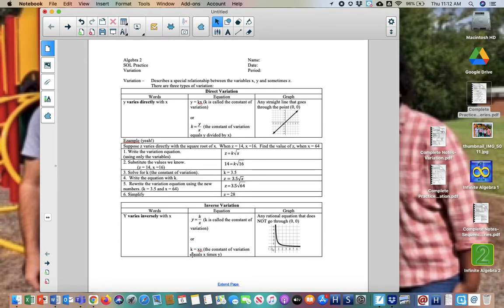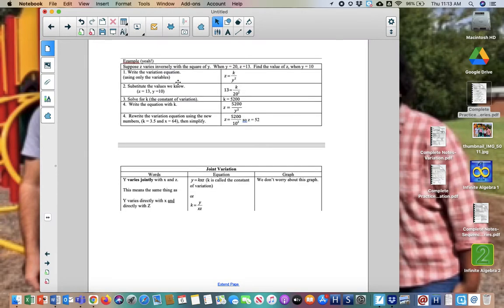It can also be written in this manner, like k equals x times y, but usually you'd see it written in this top format. Okay, what does the graph look like? Well, it's going to look kind of like the rational graph with just the one part. Any rational equation that does not go through (0, 0). So it doesn't go through (0, 0). And basically, as x goes up, y goes down.